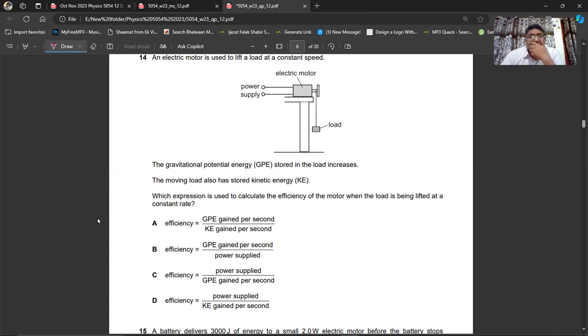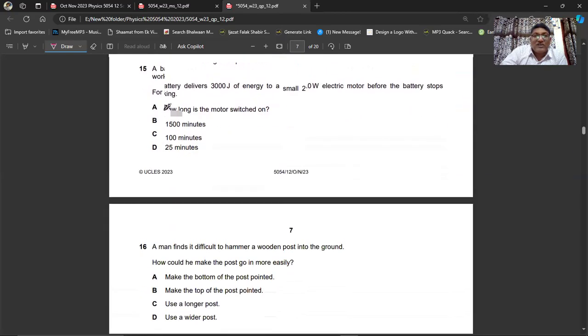So I think B looks the best answer. C and D are totally wrong. Power supplied, they have written in the numerator, that is wrong. So the actual choice is B. Gravitational potential energy gained per second, that is the useful output power, divided by the power supplied, that is the total input power. So I think B is the best option. Question number 14, B is the option, sir. And this is a little tricky question. Okay, so we are going to the next question.